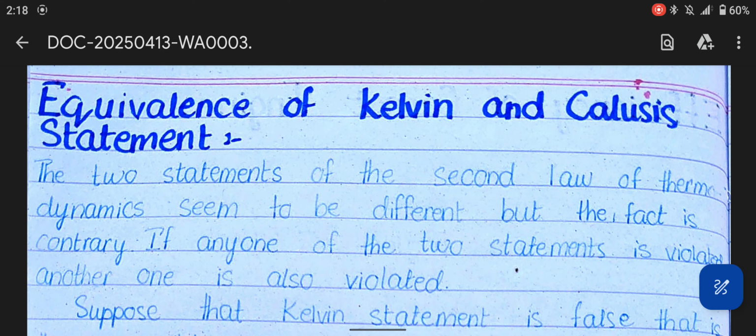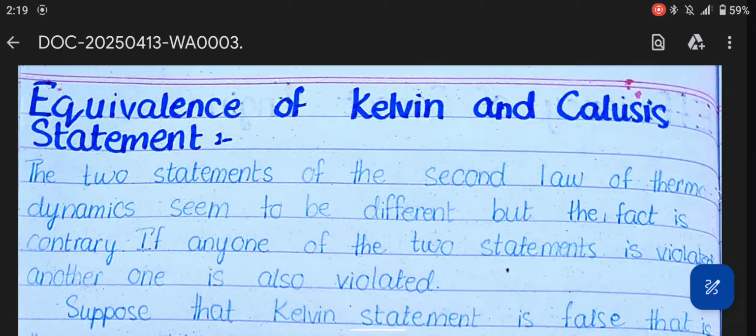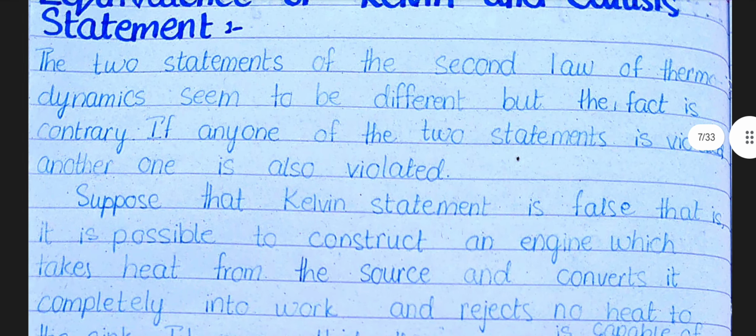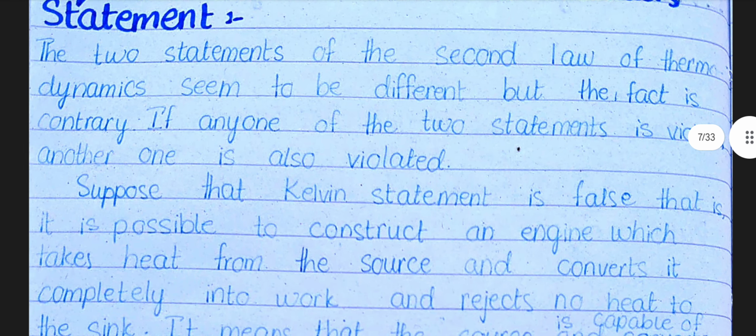The Kelvin and Clausius statements of the second law of thermodynamics seem to be different, but the fact is contrary. If any one of the two statements is violated, the other one is also violated.